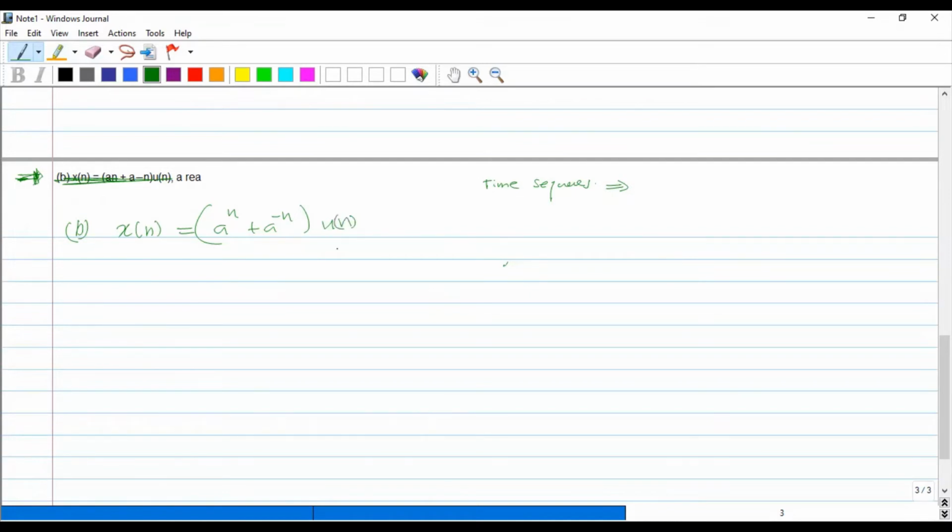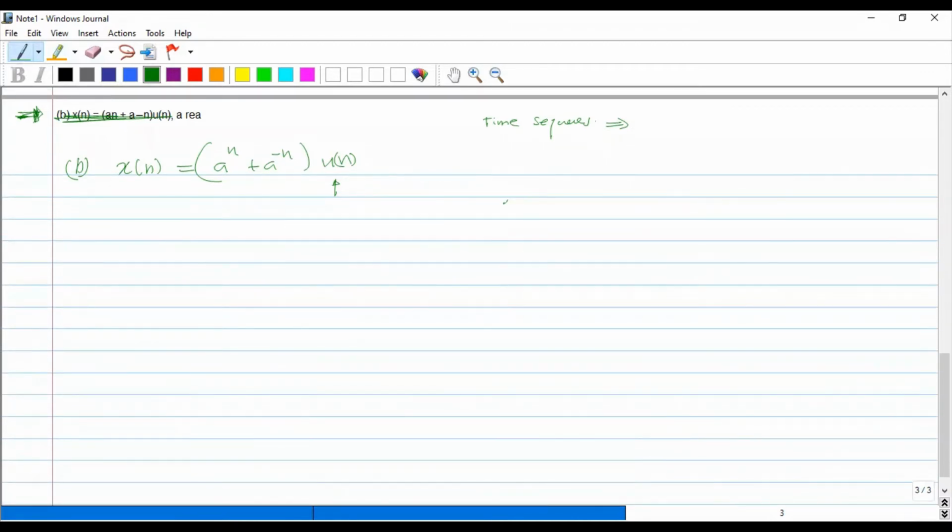So what is the use of it? We will see this. Here, I am going to use the linearity property. That is my aim, which we have learned previously.